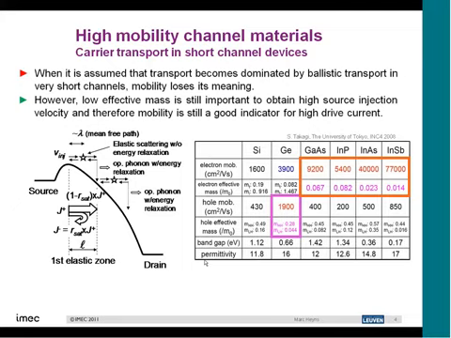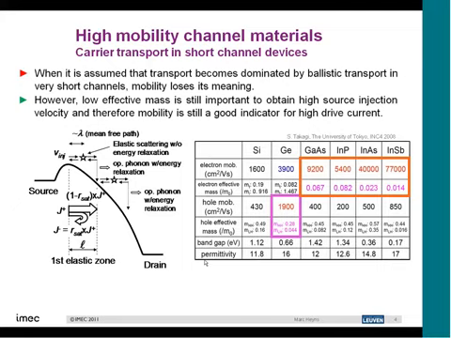However, I think people have figured out that having materials with a low effective mass is still very important, because it determines the source injection velocity, and the source injection velocity still is related to 1 over the effective mass, so in that sense is still related to the mobility of the materials. And that still determines to a very large extent how much drive current and how much speed we will have in our transistors.